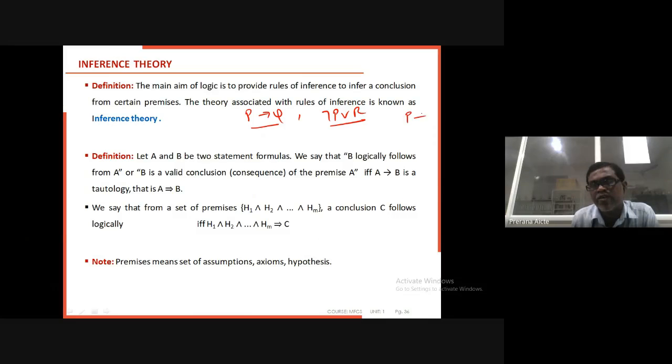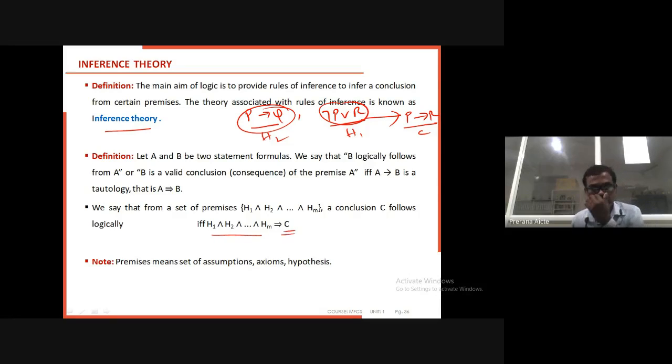Let us say from these I want to derive some conclusion C. The hypotheses I may write as H1, H2, or premises. From these hypotheses, if you are trying to derive P implies R, whatever process, rules and techniques we apply here are called inference theory. It can be written simply in notation: H1 and H2 and Hm all derive the conclusion C.